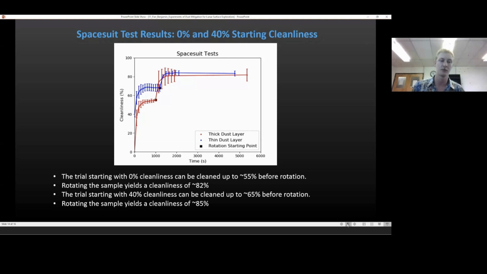So this is for the spacesuit. And for the spacesuit sample, we actually found that we got a pretty good increase in cleanliness for both the thin layer and the thick dust layer. So both of those tests came out to a final cleanliness of about 85% after the rotation. So we're really pretty happy with that. The rotation showed a big increase in the cleanliness. Next slide, please.